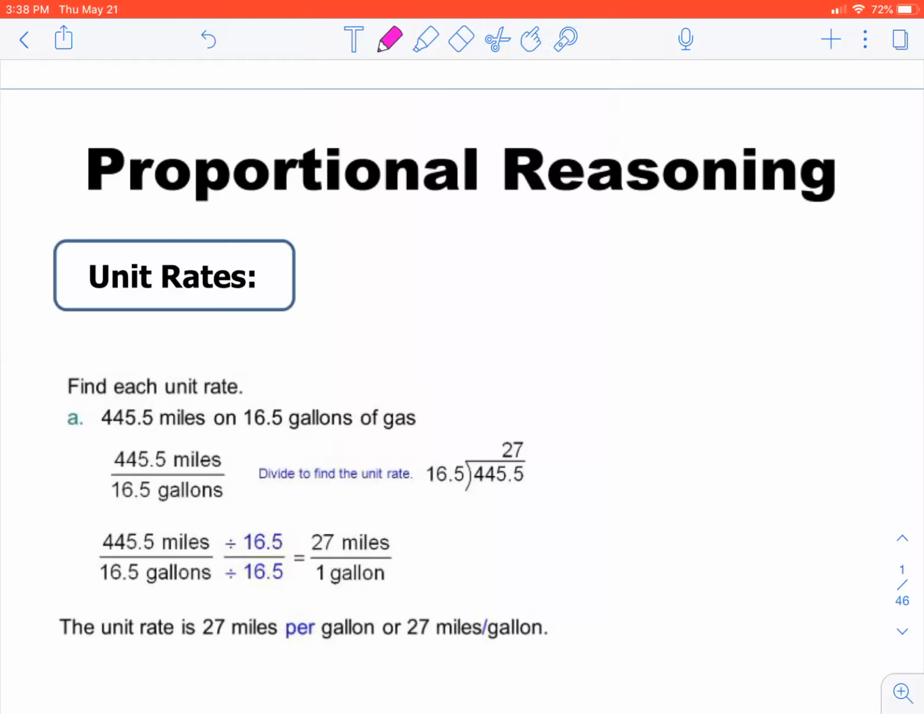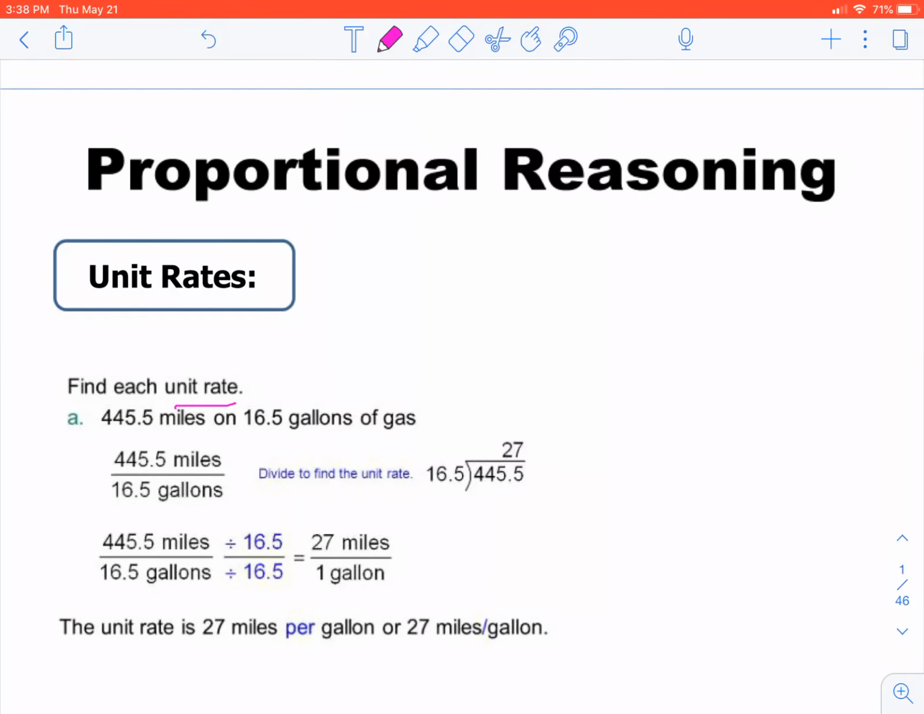All right, this is a lesson on proportional reasoning. We're going to first talk about unit rates. All right, so the first example is done for us. I just want to talk a little bit about it. Finding the unit rate, we are going to be simply dividing.